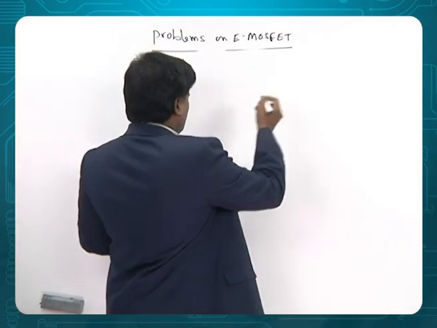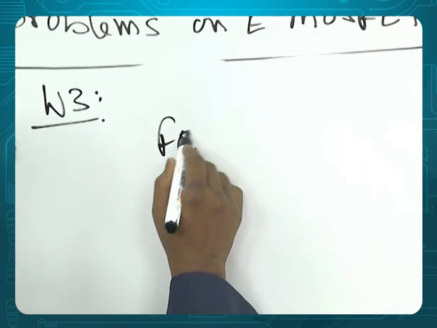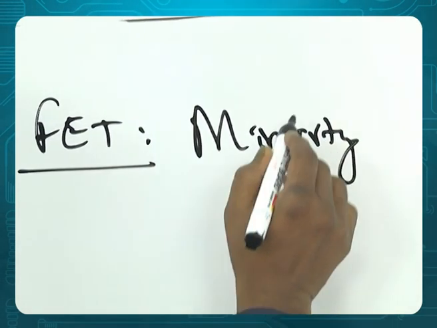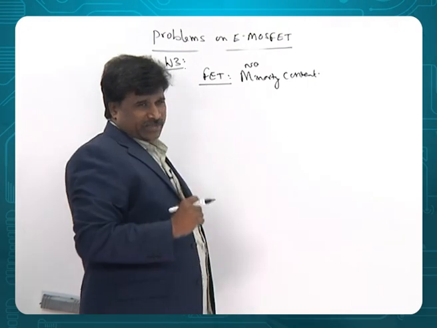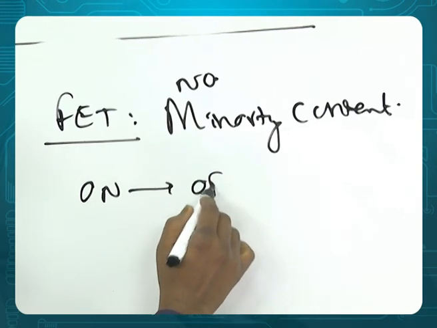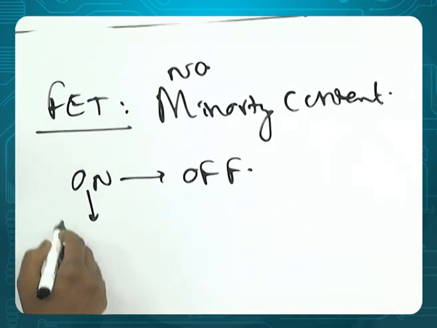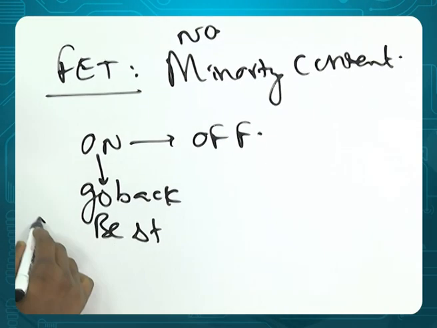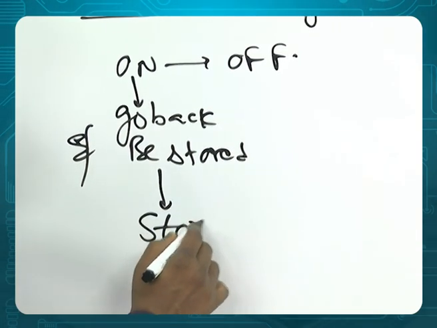See, when you look at MOSFET, particularly even FETs, in FET, minority current is 0. No minority current. When there is no minority current, what will happen? Suppose you say on to off. Generally what happens in BJT, all this should go back and be stored. When they go back and be stored, such a time, we call it as storage time.